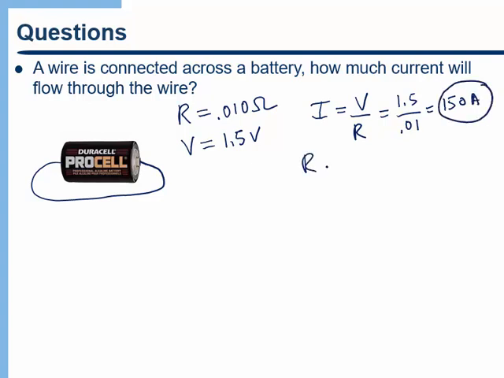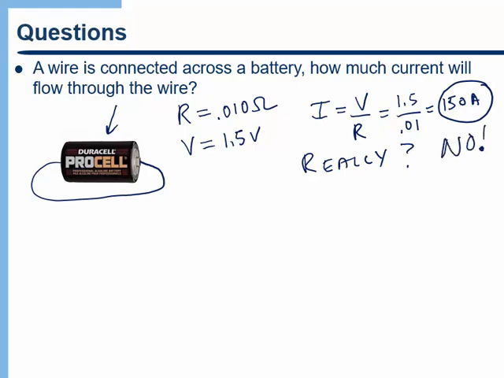And my question for you is, really? Do we really think that a little 1.5 volt battery, like even a D cell battery or AA, AAA, is that battery really going to be able to put out 150 amps of current? And the answer is no.